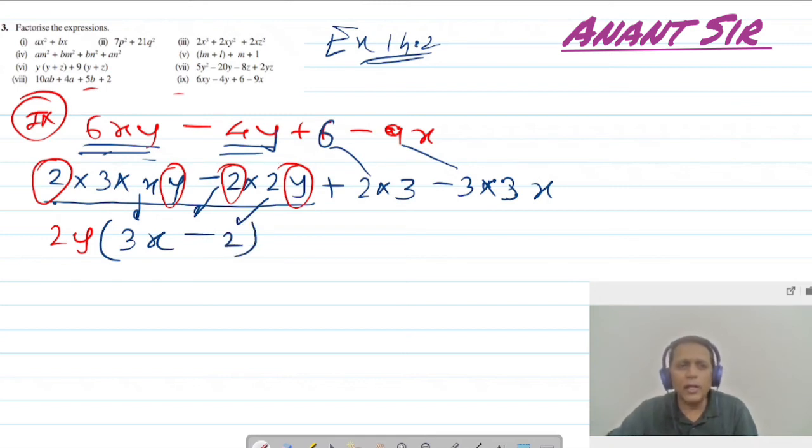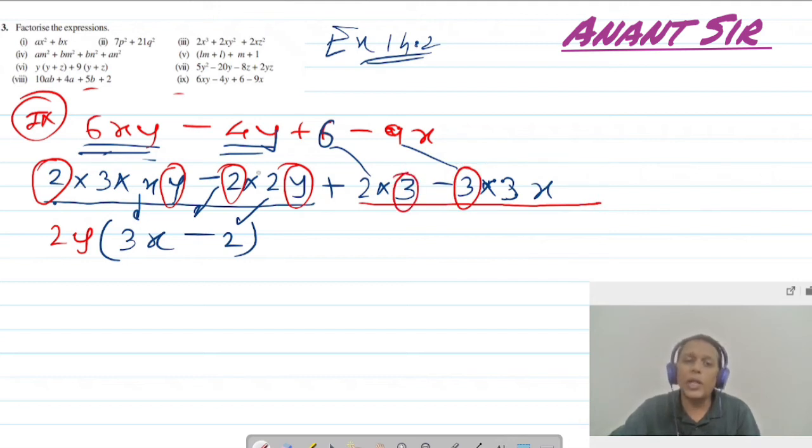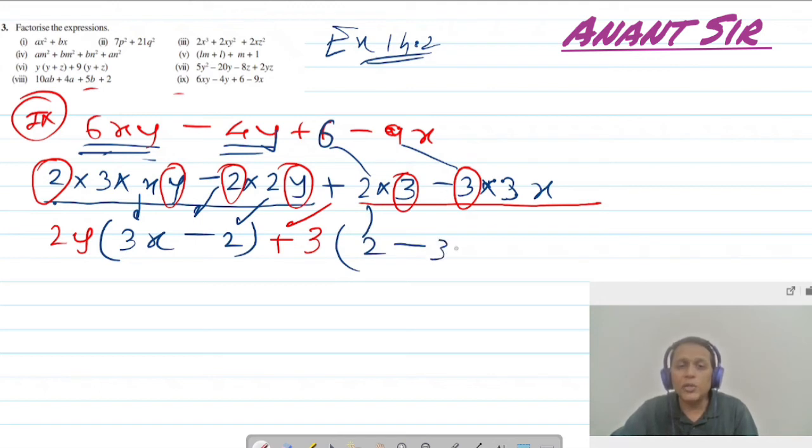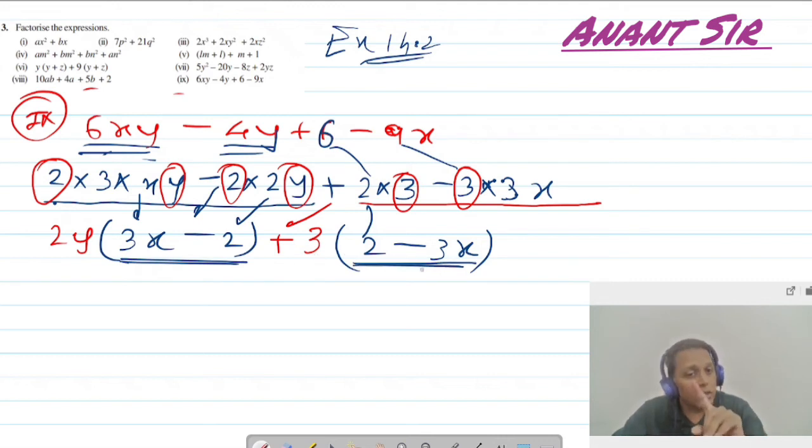Okay, and in the last two terms now, what is it that is common? Only 3. And what is the sign? Plus. So when I take plus 3 common, what remains inside is 2 minus 3x. So see, again we have the same problem. It was 3x minus 2 in the first bracket and 2 minus 3x in the second bracket.